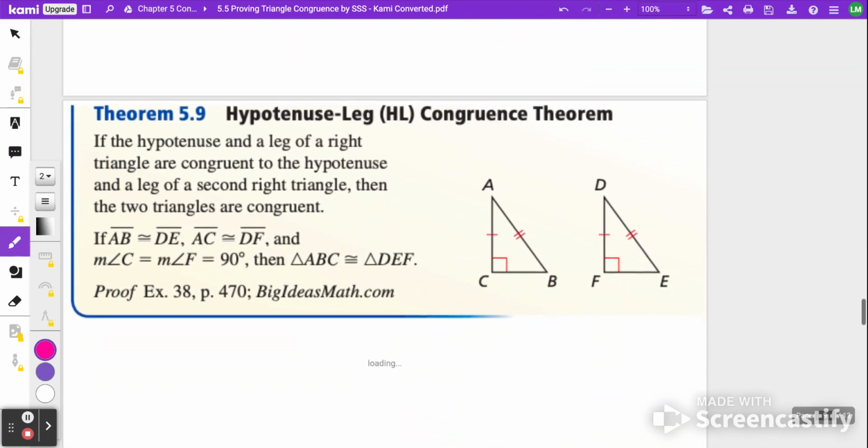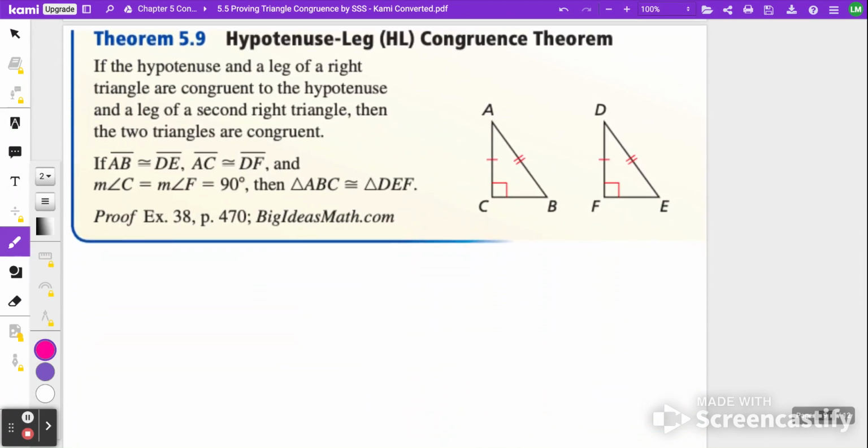So this is another theorem we want to add to our list. If the hypotenuse and a leg of a right triangle are congruent to the hypotenuse and a leg of a second right triangle, then the two triangles are congruent. That's all you need to determine if they are congruent, because what a right angle does is force the hypotenuse to meet the legs at a certain point. So if one of the legs is congruent to another matching leg and the hypotenuse matches, then we know the triangles are congruent. So really we're just looking at: do they have right angles? And do they have two matching sides, one being the hypotenuse and one being a leg?